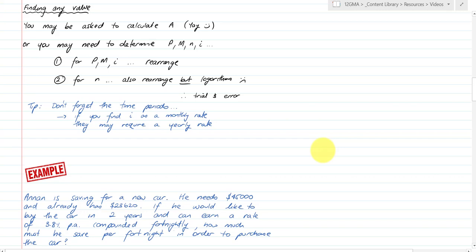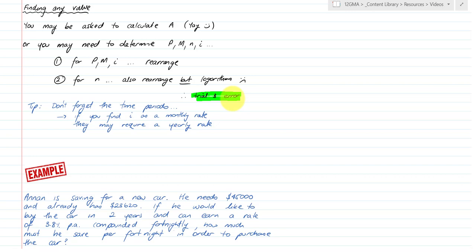To rearrange for N, and this is only if it occurs once, we require logarithms, which you don't need to know, and you shouldn't know. And if you do, well, good for you. We could use trial and error. That's probably your best bet. And we could play around with recursion as well, depending on the situation, or maybe use a table.